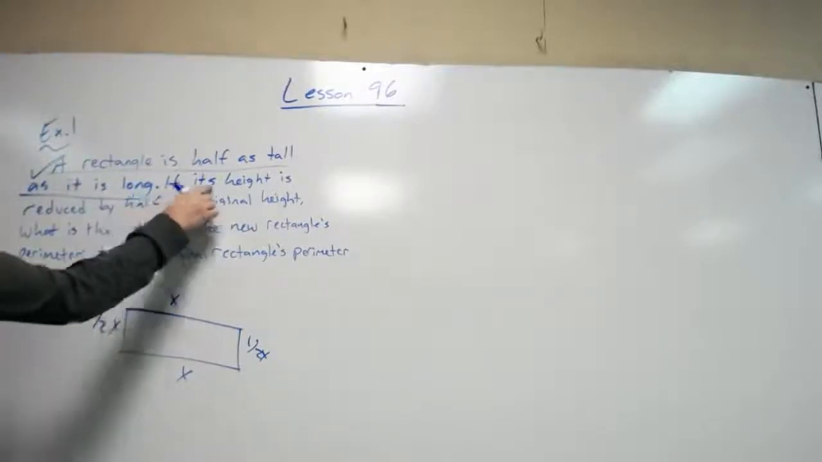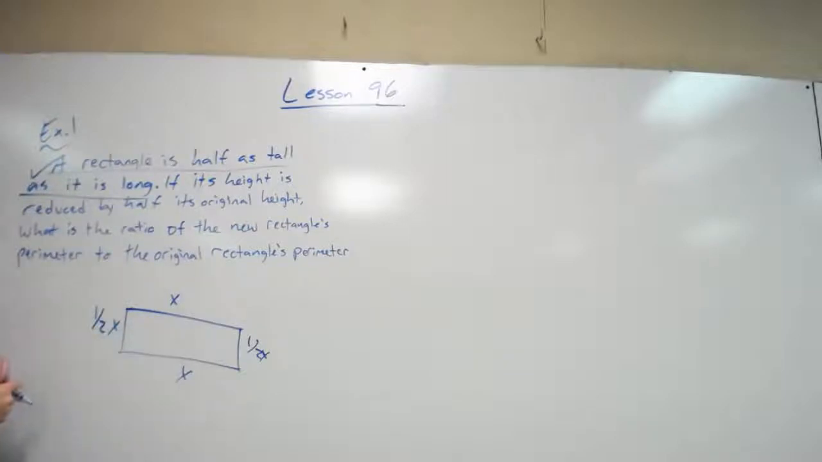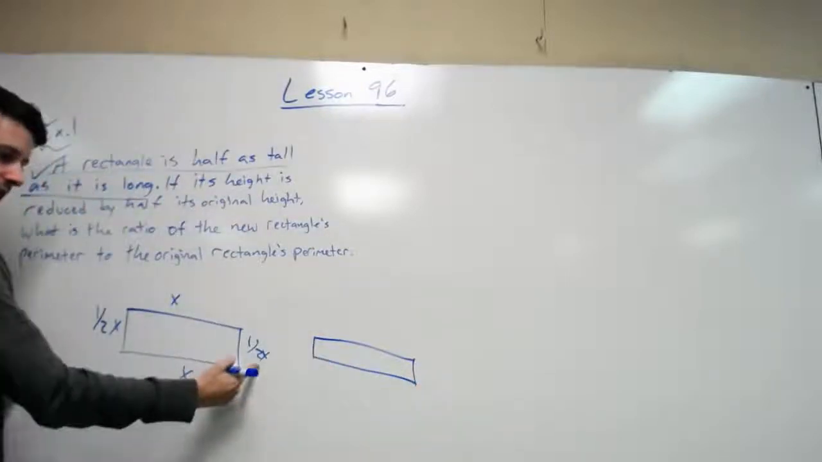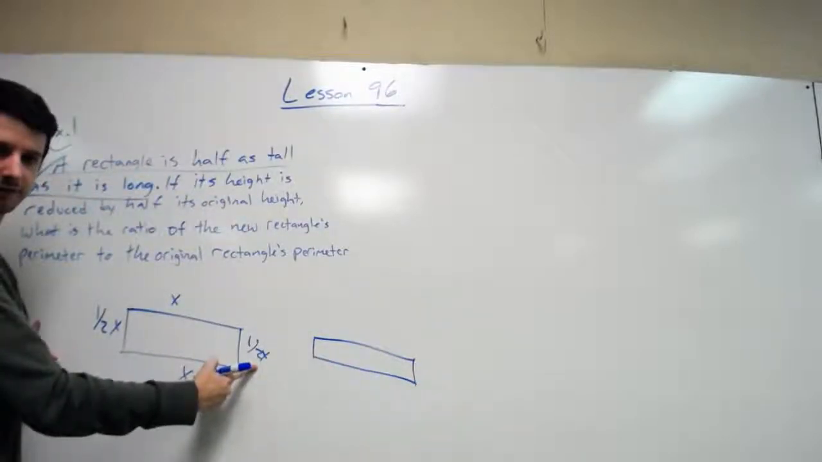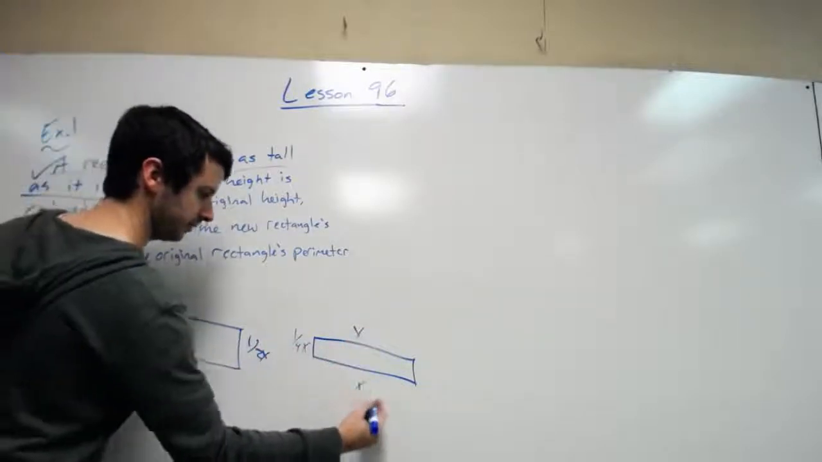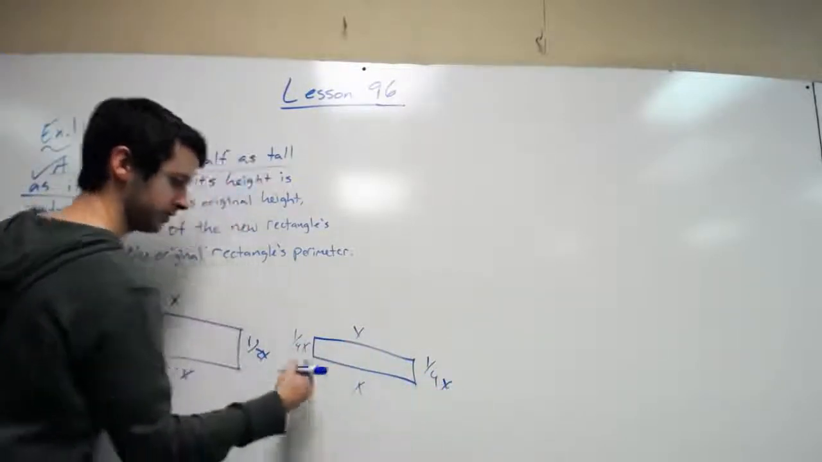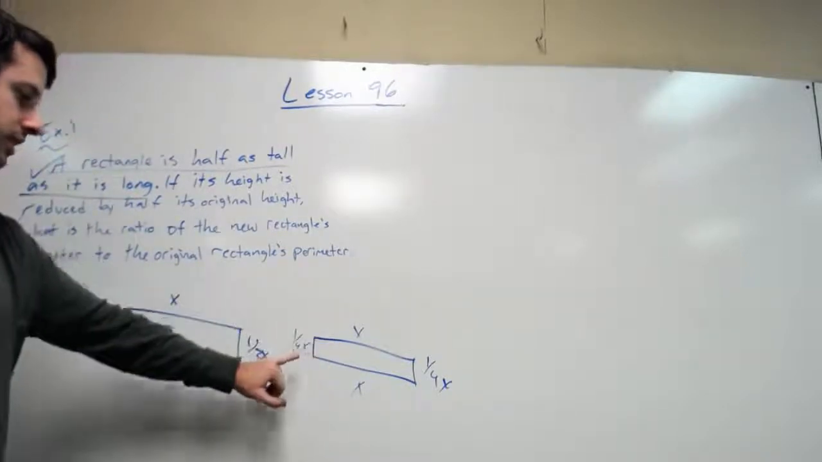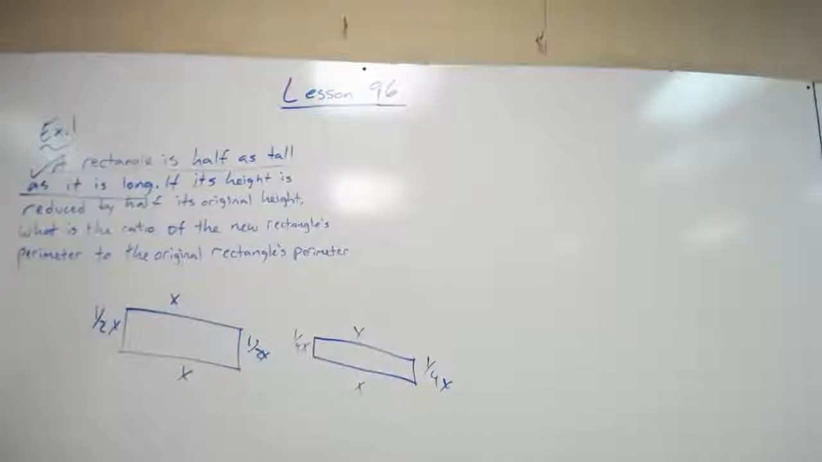Then it says its height is reduced by 1/2 its original height. So now we have a new rectangle, and its height is reduced by 1/2. Well, what's 1/2 of 1/2? It'd be 1/4. So my new height is 1/4 x. It didn't say anything about my length. It just said my height is reduced by half.